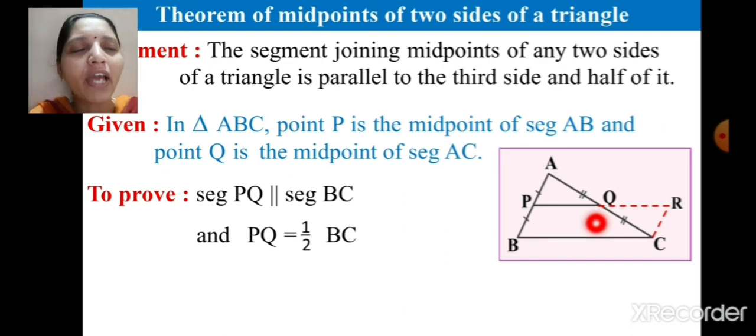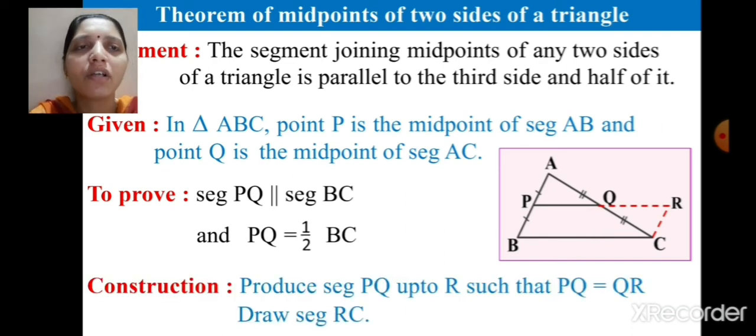So for that we have to do one construction. What we have to do? We have to produce seg PQ up to R such that PQ is equal to QR. So here you can write, you can extend seg PQ till point R such that PQ is equal to QR and draw segment RC. Now because of this construction, two triangles are formed here.